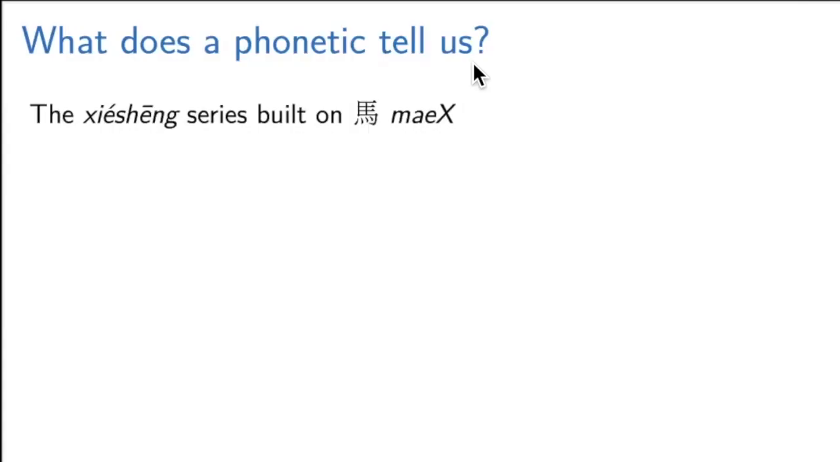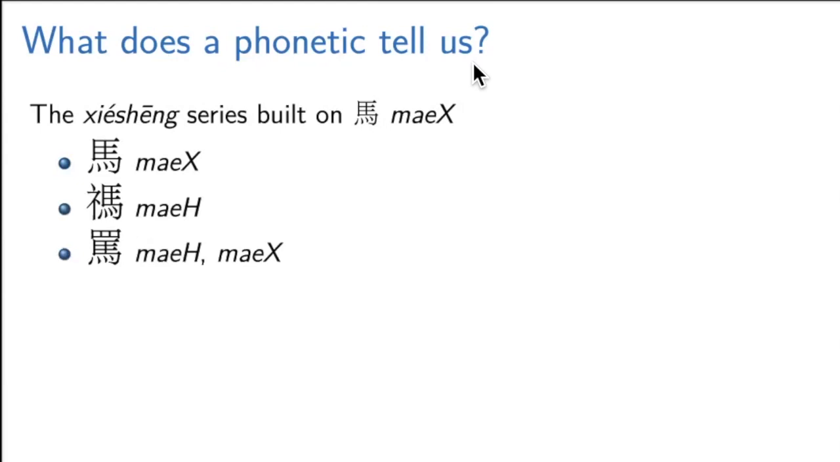So now we look at the series of characters written with the phonetic horse. And the question we're exploring is, what information is it that we're being given by the fact that a particular character is written with this phonetic? So we have this character, and then this one, and then this one. I think it's just the three of them in this series, so it's quite a small series.